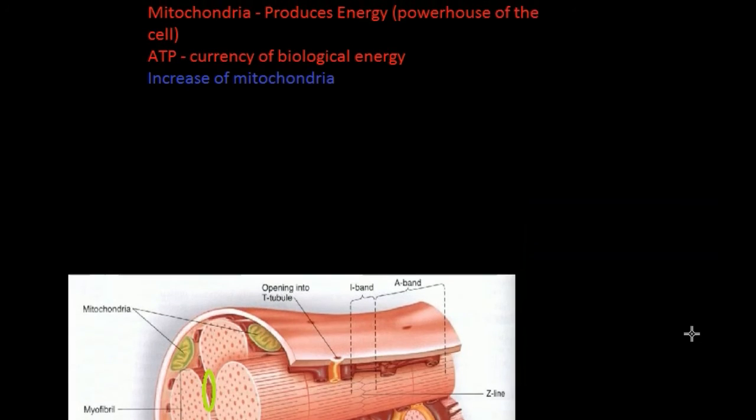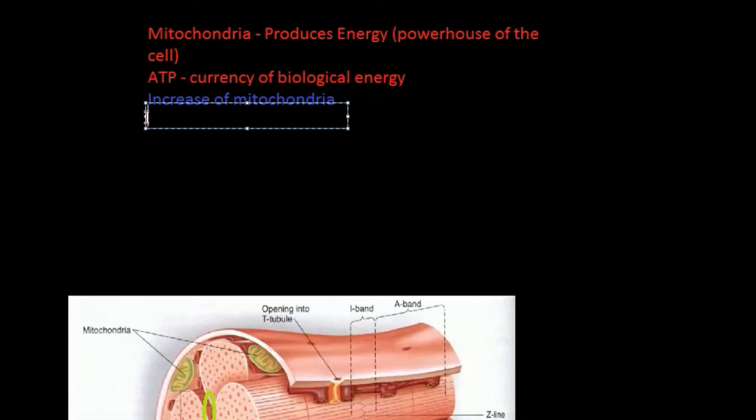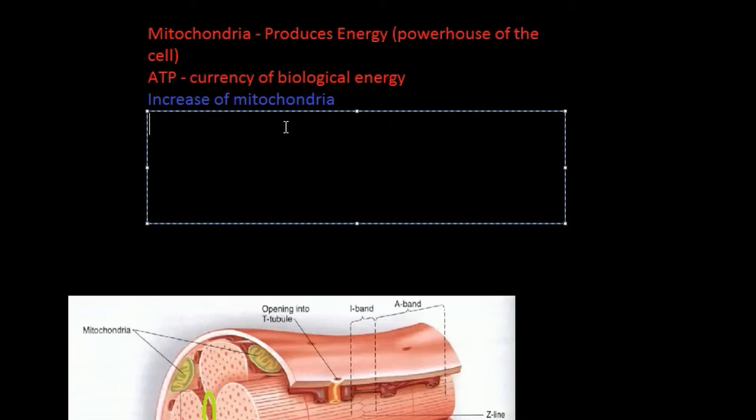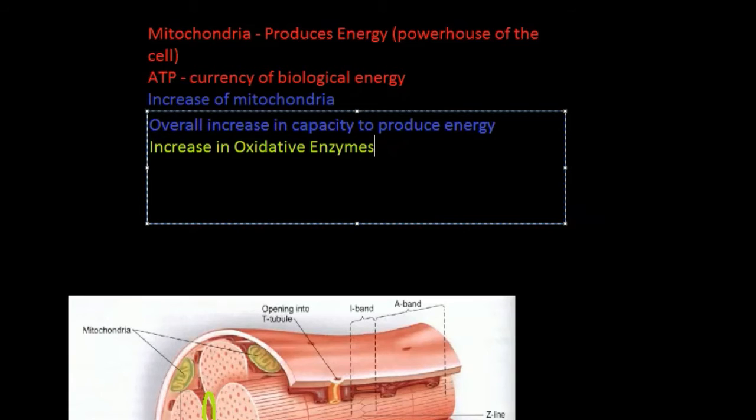So we have an increase in mitochondria which has an overall impact, write this down, overall increase in capacity to produce energy. So we have this overall capacity to produce energy from this increase in mitochondria. Now what we also get is an increase in something called oxidative enzymes.